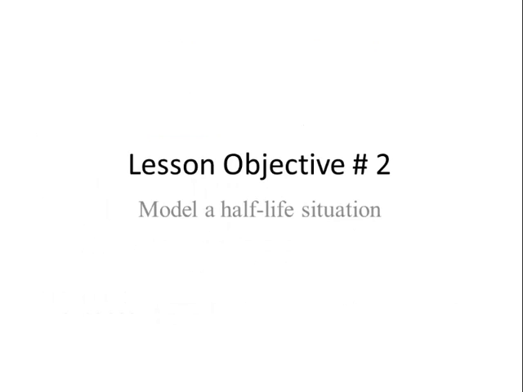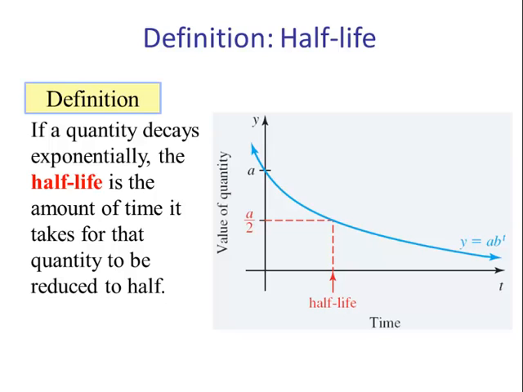Lesson Objective. Definition. If a quantity decays exponentially, that means it is strictly decreasing. The half-life is the amount of time it takes for the quantity to be reduced to half, 50%. So it is an x value, an independent value, where the dependent value is 50% or 1/2 of the original amount.